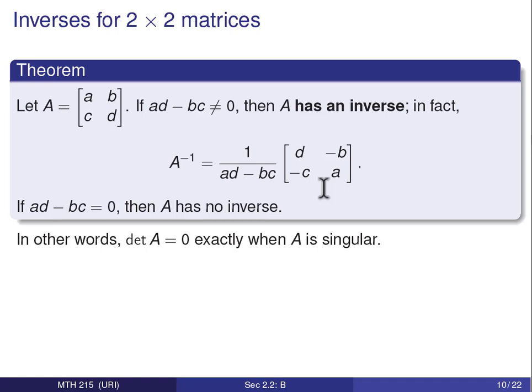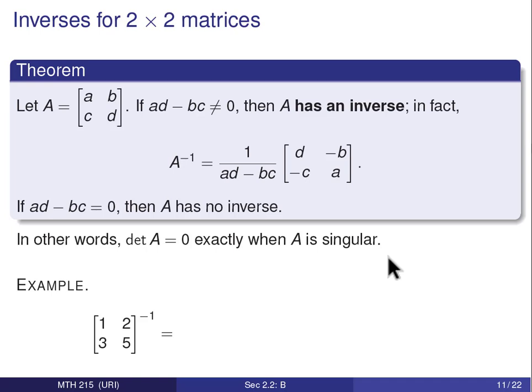And then we're going to rearrange the entries a bit. We're going to have a and d switch places from where they were. b and c will stay in their places, but they're going to change signs, both of them. So we've got 1 over the determinant times the matrix d, -b, -c, a. And as long as ad minus bc is not equal to 0, that will be the inverse of our matrix A. Now, if ad minus bc equals 0, then this formula doesn't make sense because you would be dividing by 0. It turns out that actually A has no inverse in that situation. So in other words, the determinant of A is equal to 0 exactly when A is a singular matrix.